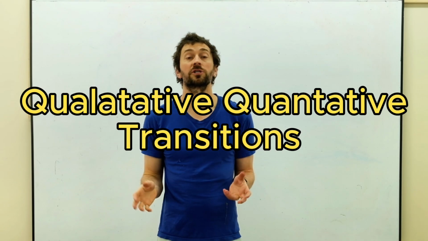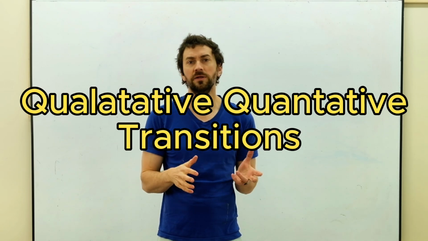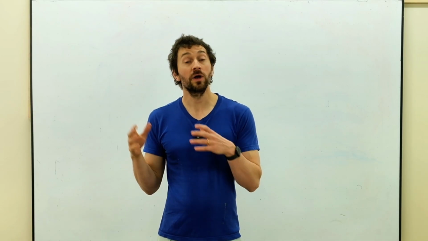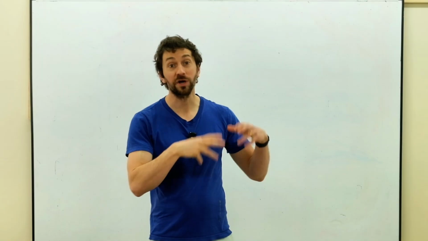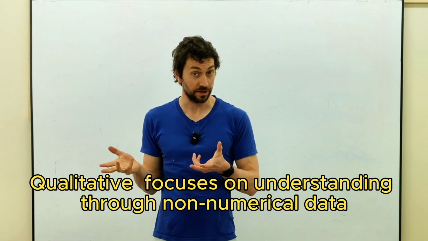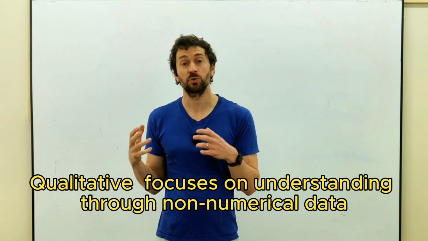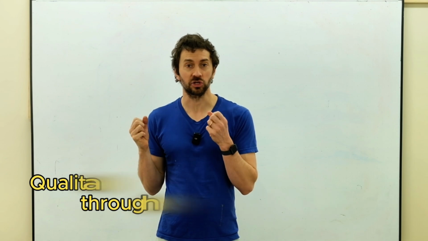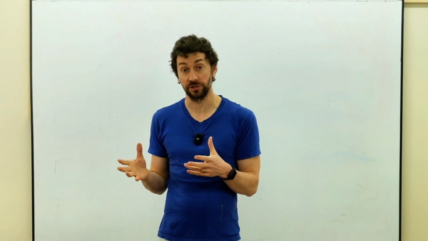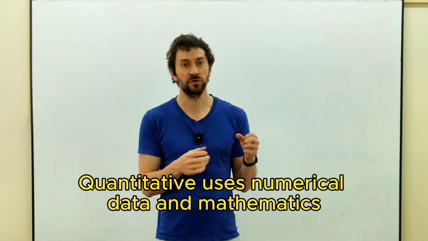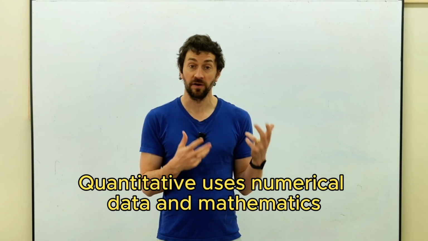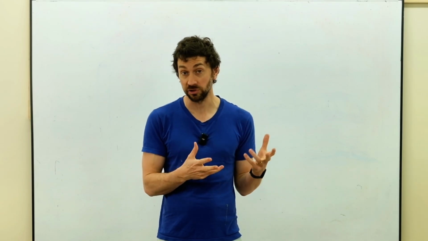The 4th kind of question is qualitative-quantitative transitions. Well, what the heck is that? What is qualitative? What is quantitative? Qualitative is where we talk about qualities, and the idea is we're going to use words and descriptions in English rather than equations. Quantitative uses quantities. That is, we're going to use numbers and variables and equations and algebra and math.